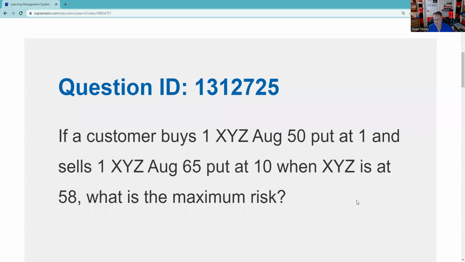Okay, here we go. Now there are 8 things you get tested on in a spread. The first test question is, can you identify a spread, long and short, the same type of contract? So as you see here, we're buying a put and we're selling a put. So that's our first test question. This is a spread.